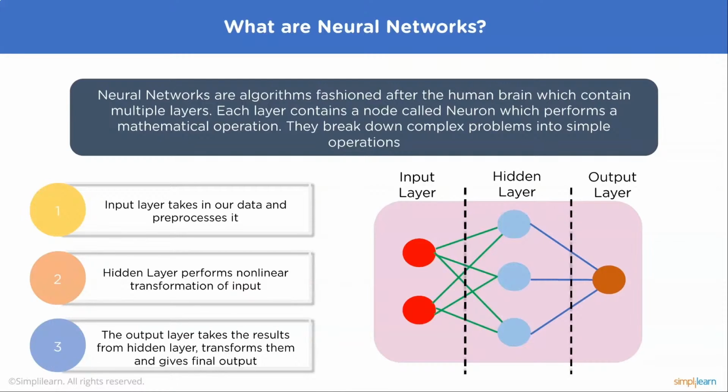You really don't need to know the high math behind it to figure out what they're doing, which is really cool. That means a lot of people can use this without having to go get a PhD in mathematics. Number 3, the output layer takes the results from the hidden layer, transforms them, and gives a final output.